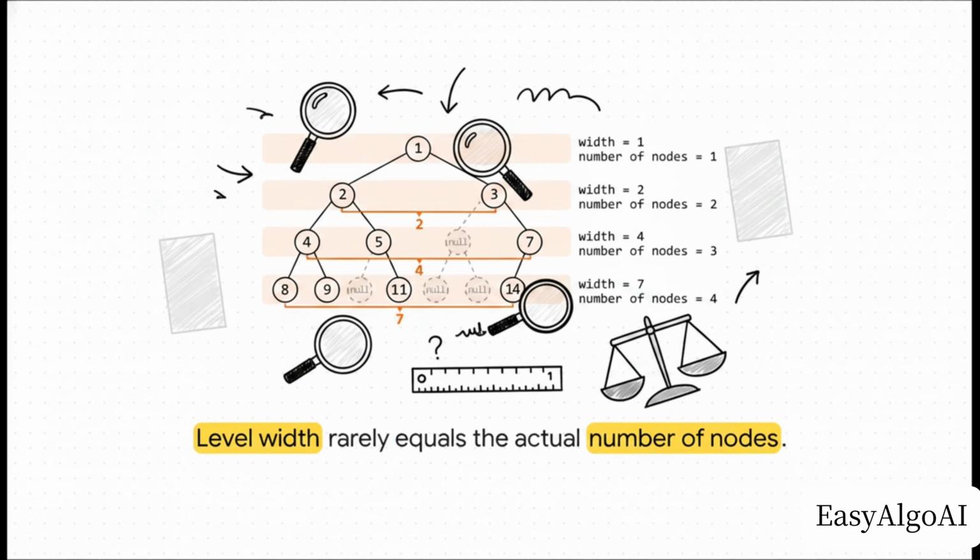So the illusion we're dealing with becomes incredibly clear as we scan down from top to bottom. The number of physical nodes in a level almost never equals the true width of that level. On the second level, sure, the width is 2 and the node count is 2. But by the third level, we have a width of 4 with only 3 actual nodes. And again, on that bottom level, a width of 7 with only 4 actual nodes. We absolutely need a systematic way to measure this distance without getting tricked by the missing pieces.